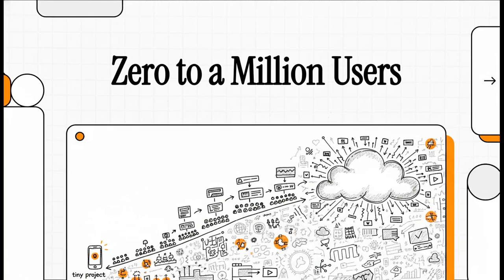Have you ever wondered how an app goes from just a tiny side project to a global service that millions of people use every single day? I mean, every time you scroll through a social media feed or stream a video, you're using a system that started small and had to figure out how to handle massive, massive growth. So how on earth do they pull that off without everything just crashing?